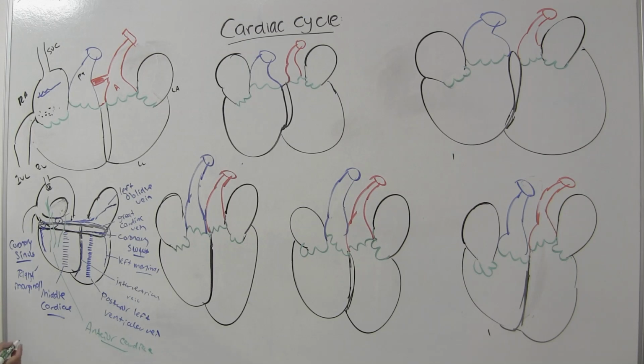Okay, so again, I'm going to repeat one more time. The anterior cardiac vein does not drain into the coronary sinus. It drains directly into the right atrium, just like the superior vena cava and inferior vena cava.